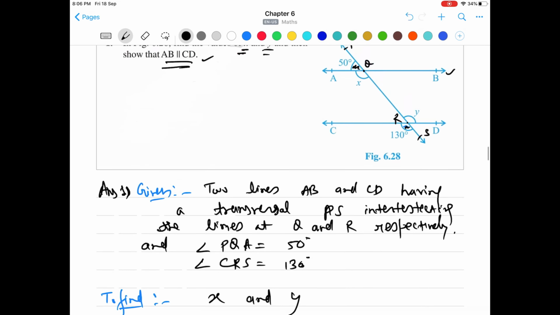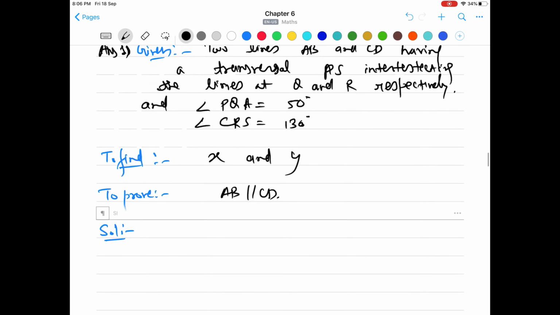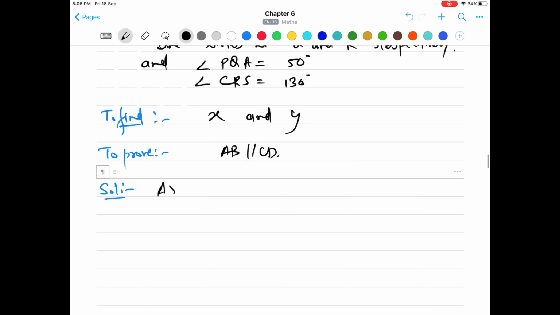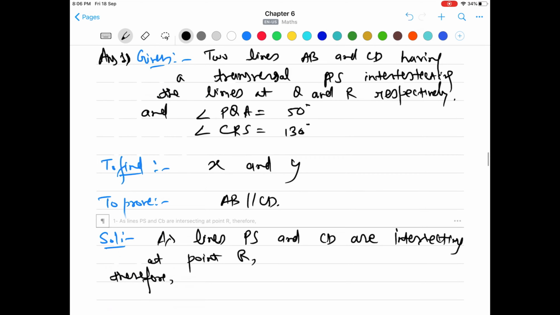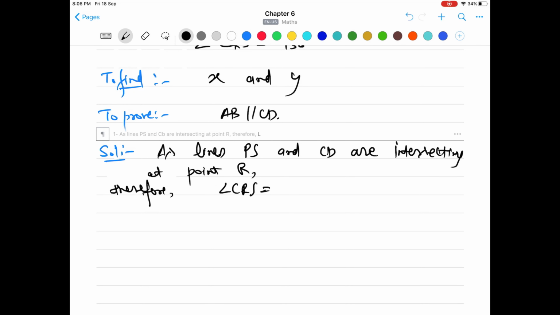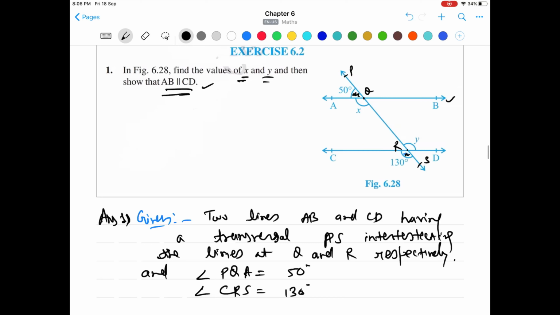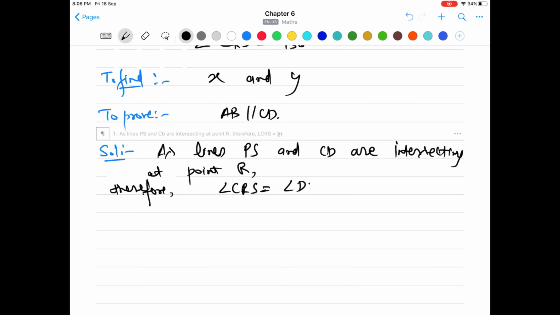As lines PS and CD are intersecting at point R, therefore the angle CRS will be equal to DRQ. It will be equal to DRQ.